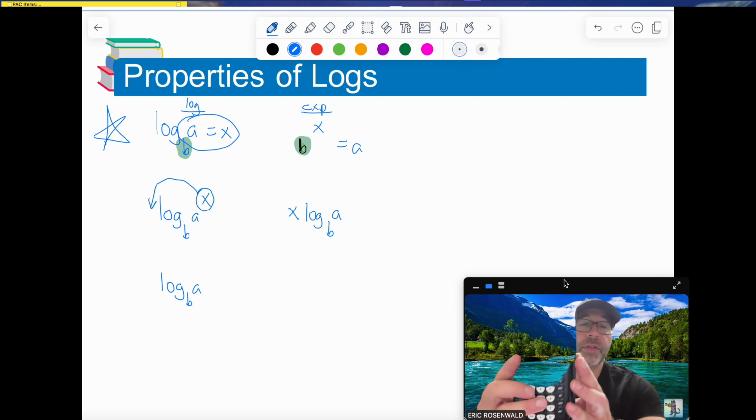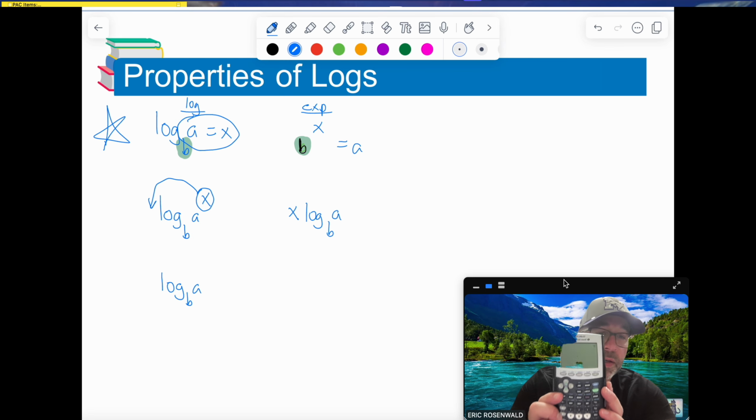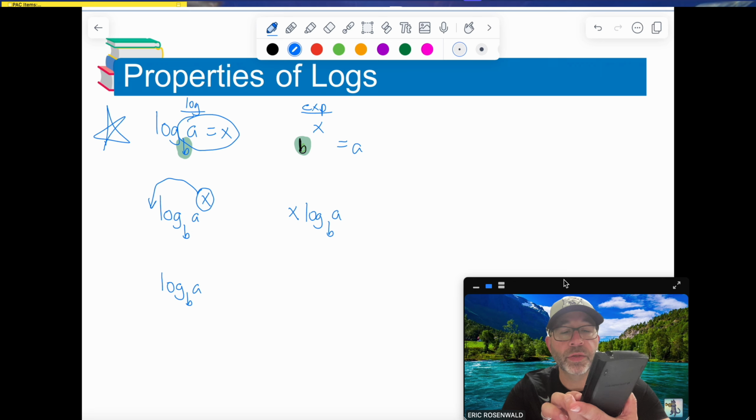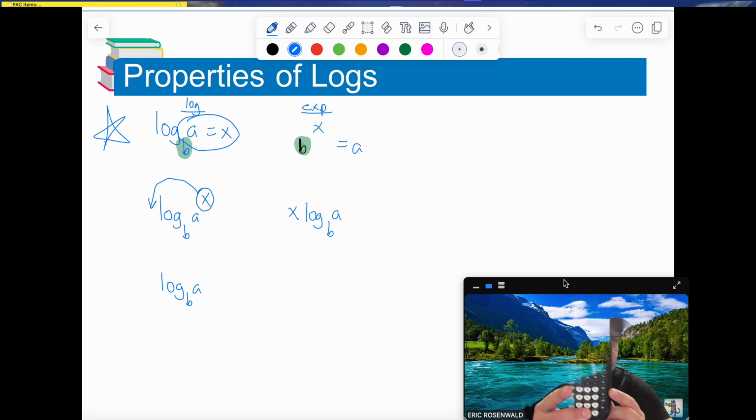So if we look at even just a graphing calculator here, we look for the buttons for log. There's a couple buttons that we need to know. The log buttons are right here next to our numbers. You'll see them there.